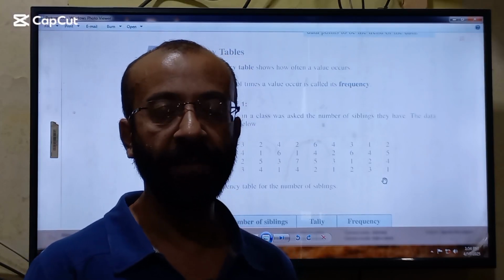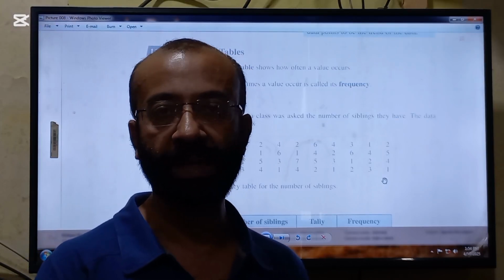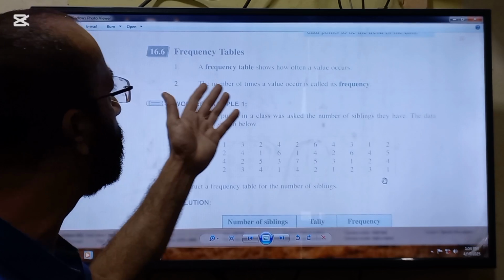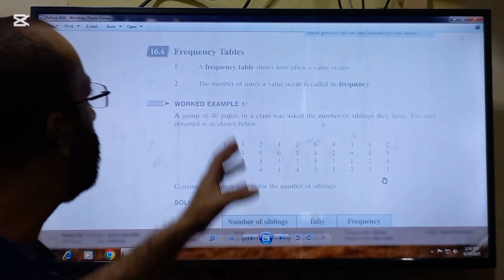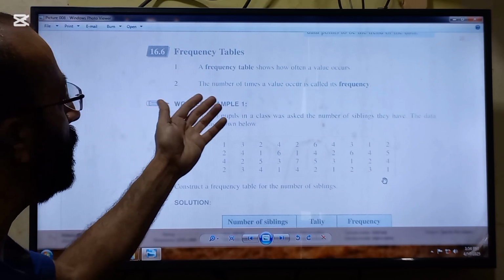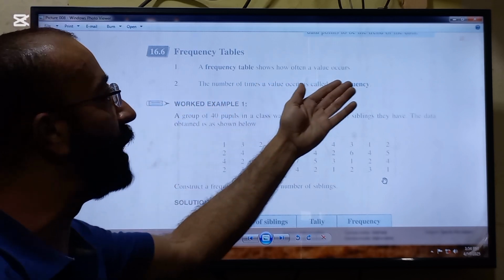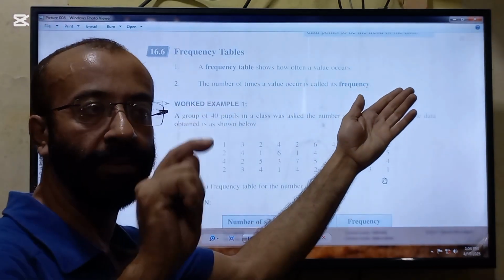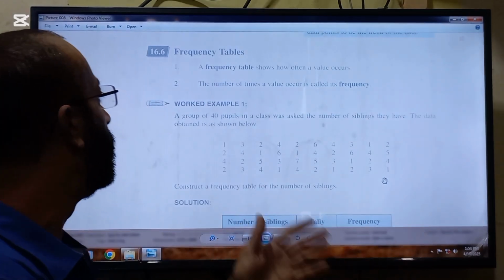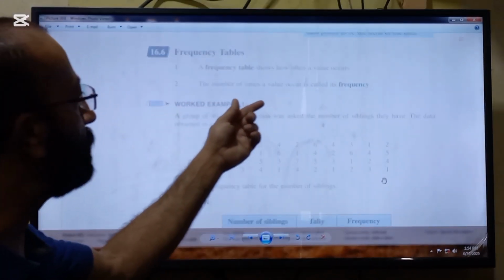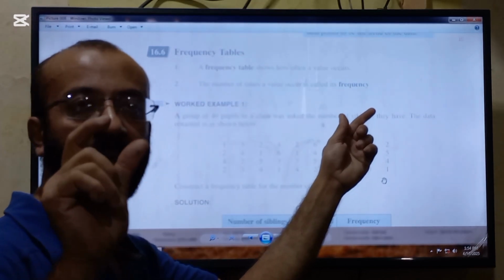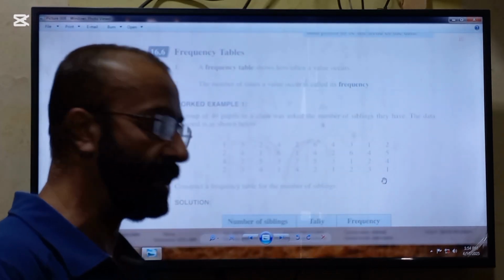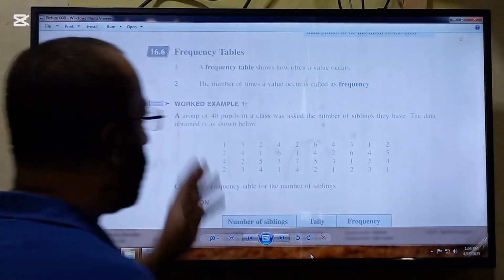The topic which we are going to start in statistics is frequency tables. The points to remember and understand in frequency tables are: number one, a frequency table shows how often a value occurs, so we have to count the values out of the data. And number two, the number of times a value occurs is called frequency, and whatever the answer is after calculating, that will represent the frequency of the data.